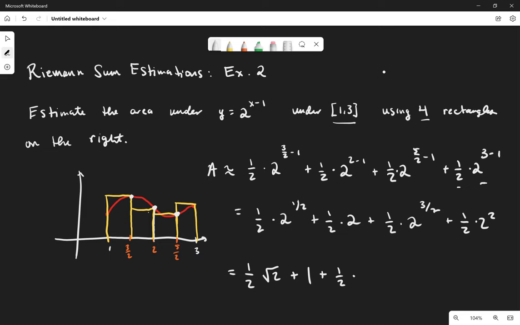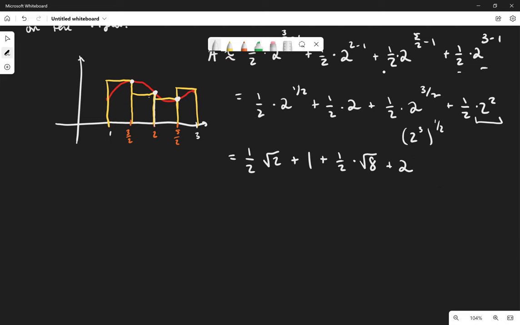1/2 times, there's a couple ways you could do this. This is 2 cubed to the 1/2. So it's square root of 8, because 8 is 2 cubed. 2 squared is 4, times a half is 2. Now let's simplify. Root 2 over 2, 1 plus 2 is 3, and then root 8 over 2.